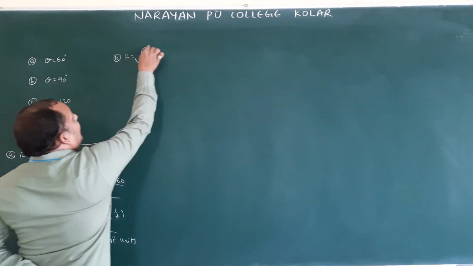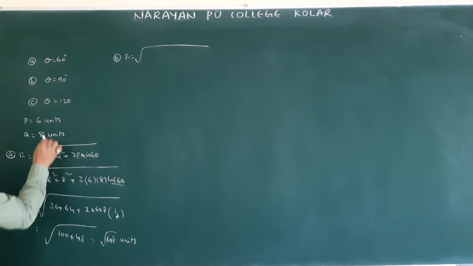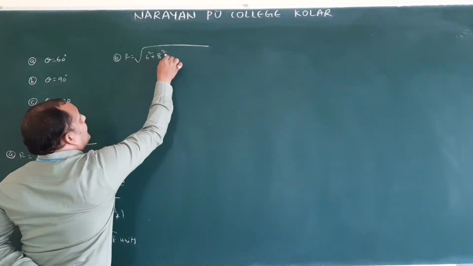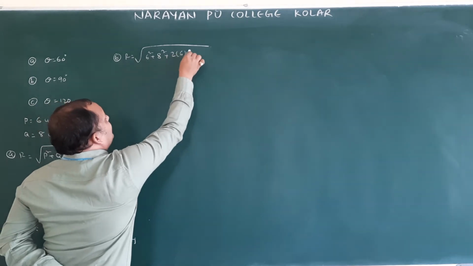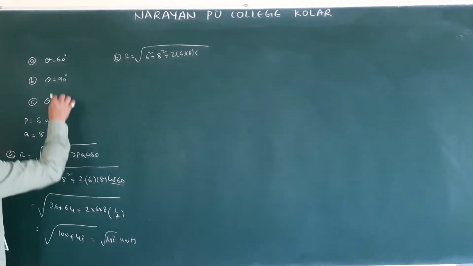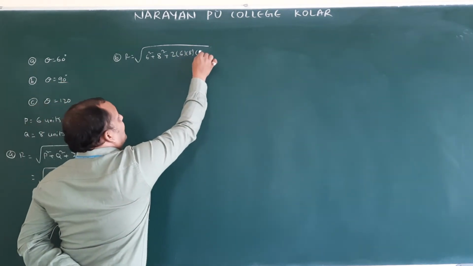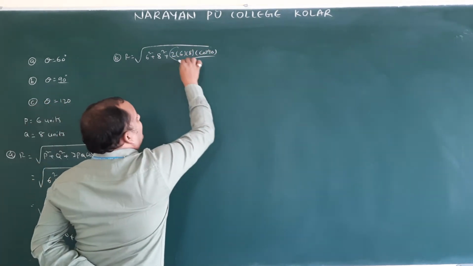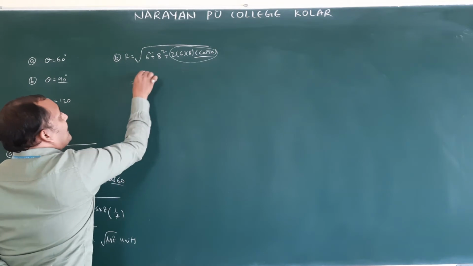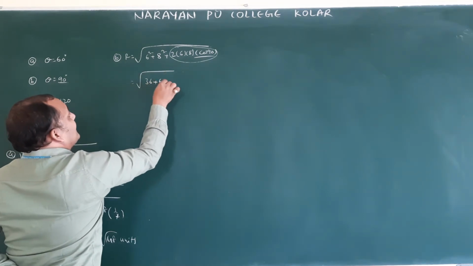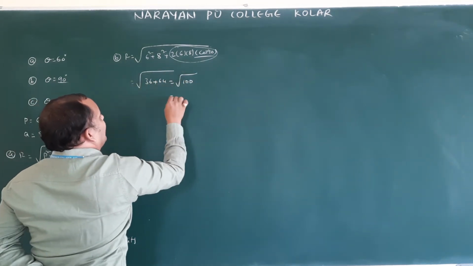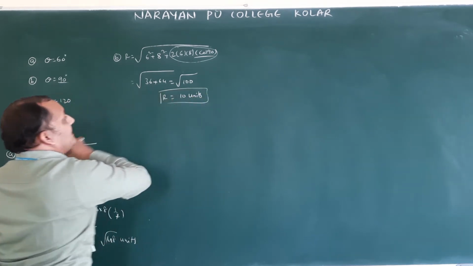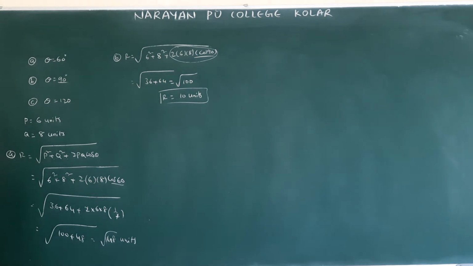Next, B. Second one, what is the formula? The same formula I am substituting. 6 square plus 8 square plus 2 into 6 into 8 into cos 90. Cos 90 value is 0. Therefore, this total term is going to become 0. 36 plus 64 is root 100, so the resultant value is 10 units.